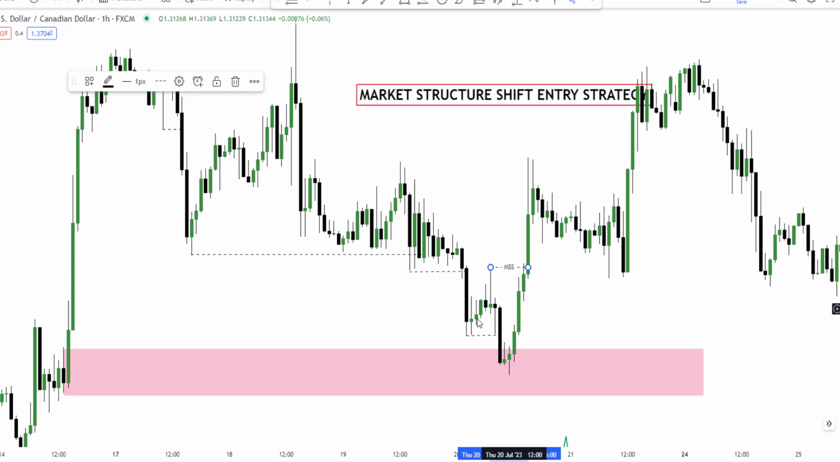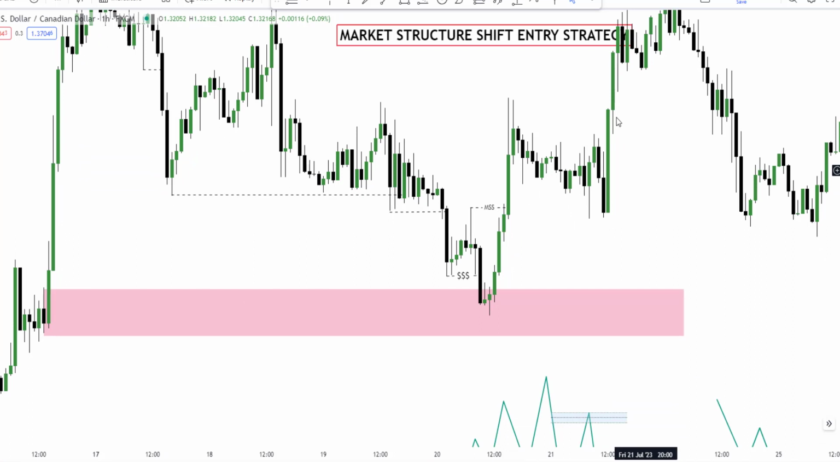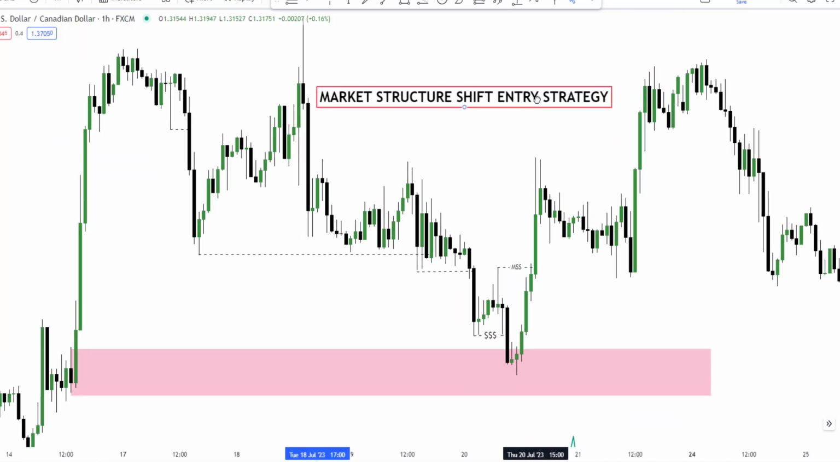And what does this look like? This is your breaker block, because price has pushed below, grabbing liquidity right here, trading into an old bullish order block. I don't want you to get confused with this, because everything is working in accordance. We are not leaving anything behind. Everything will be captured in our ICT knowledge.